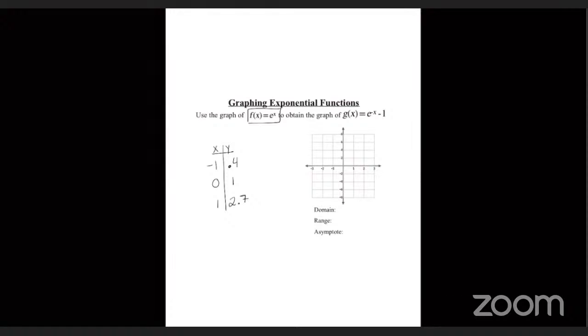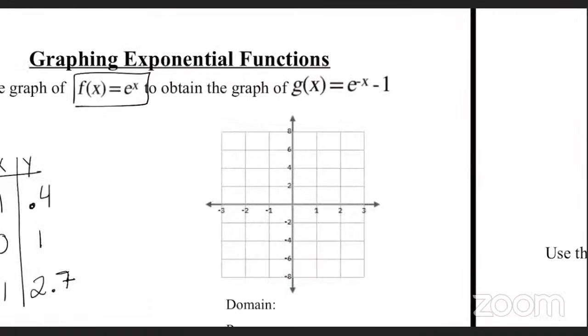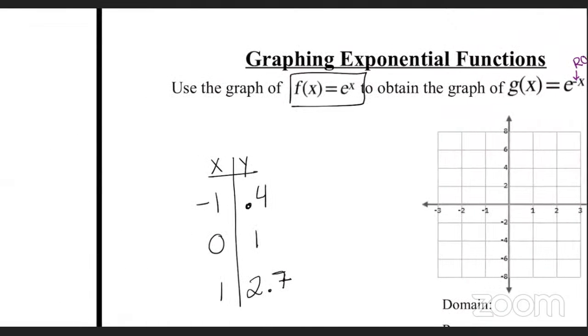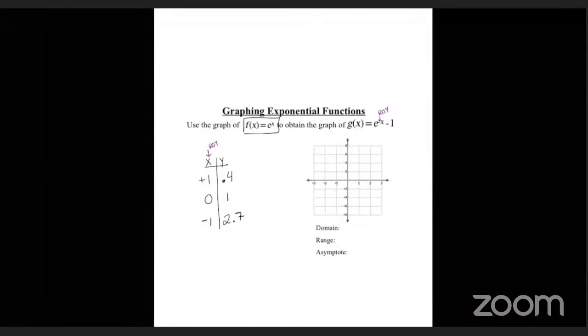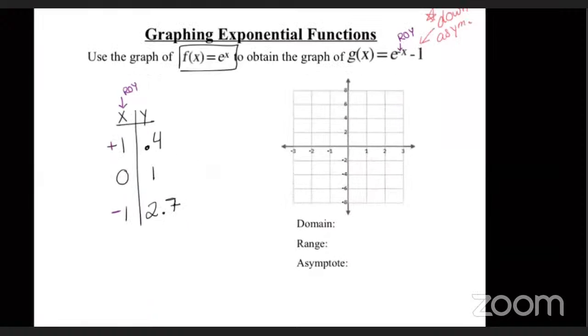I'm going to zoom in a little bit because it's kind of hard to see here. There is a negative right there in front of the x, and that is an ROY. ROYs go down our x column and change the sign on everything. So that's the first thing I would do on this problem. And then it's got a -1. And remember, minuses and pluses outside, that's going to move us down 1, which is also our asymptote, right?